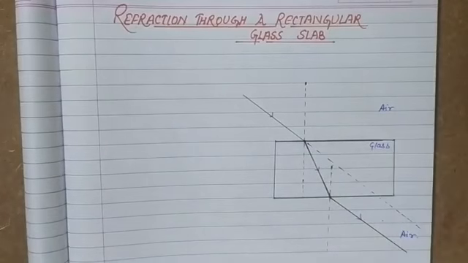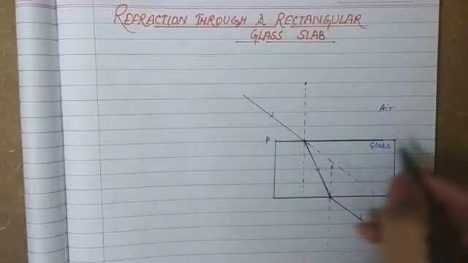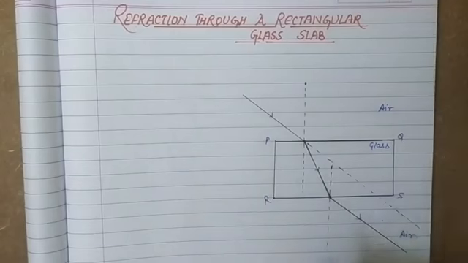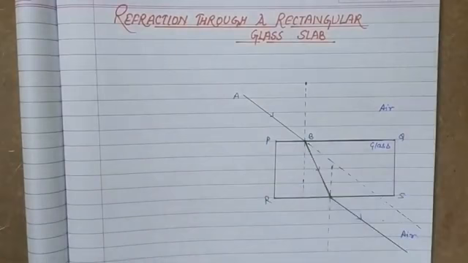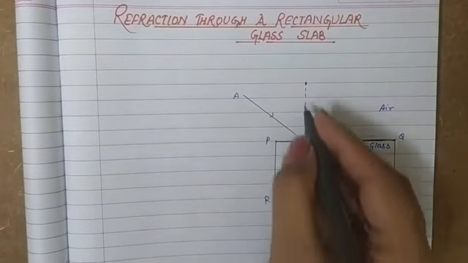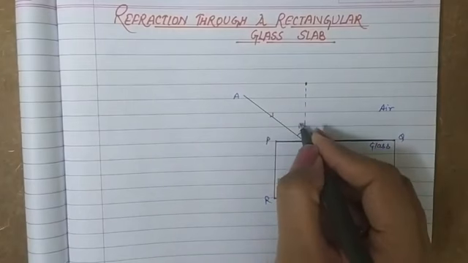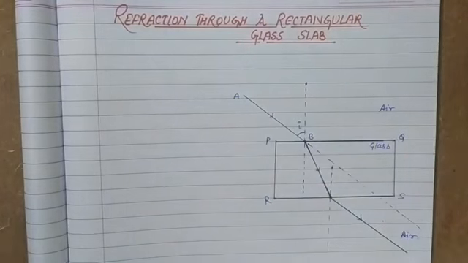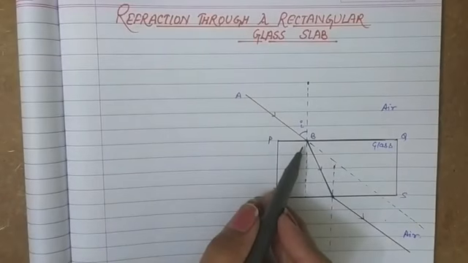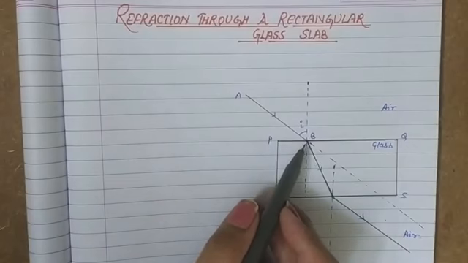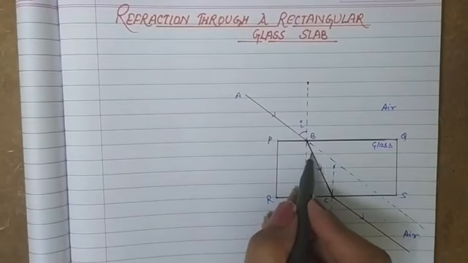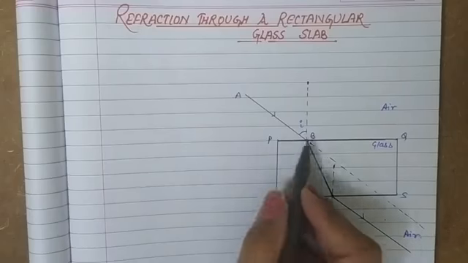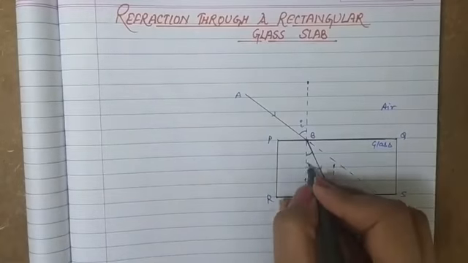For this we consider a glass slab. Let us name it PQRS. Now a ray AB is incident on the face PQ. The angle that this ray makes with the normal is called the angle of incidence, that is I. This ray gets refracted and moves along the path BC, and the angle made by the refracted ray with the normal is called the angle of refraction.